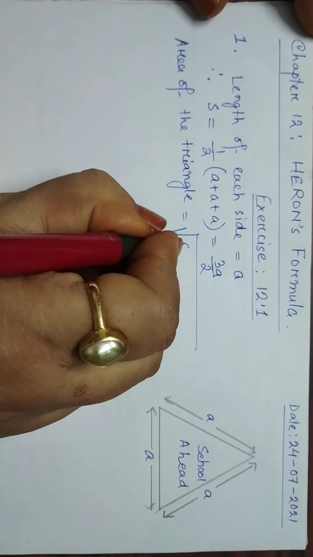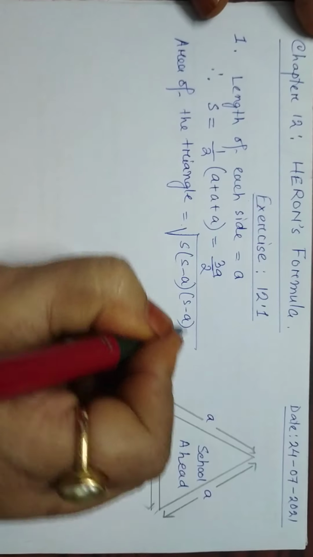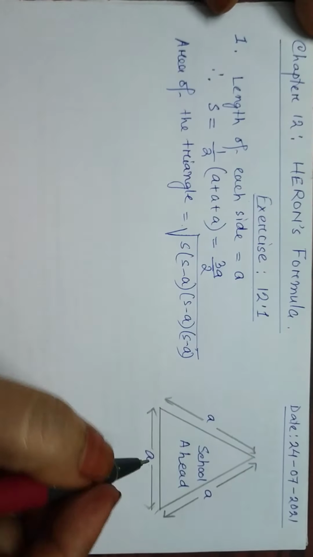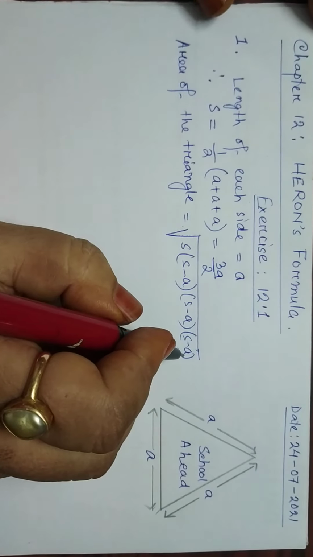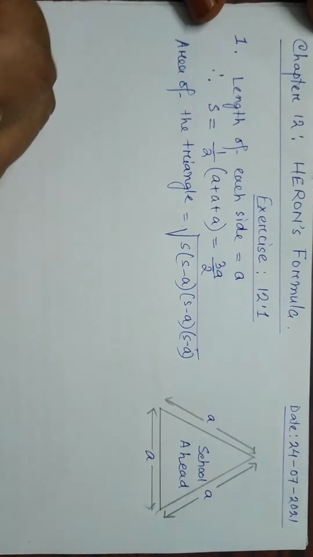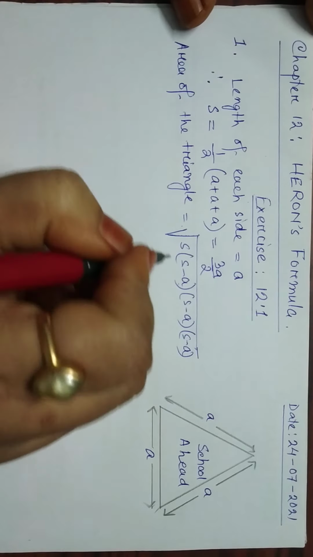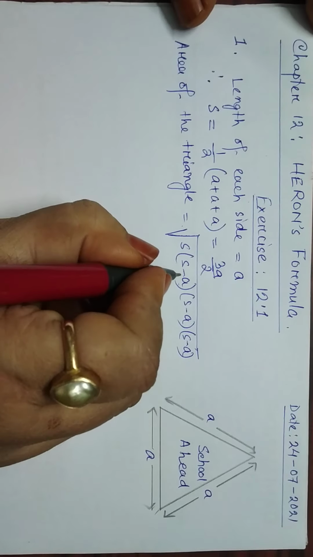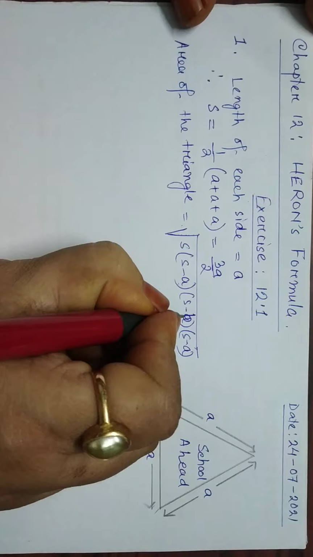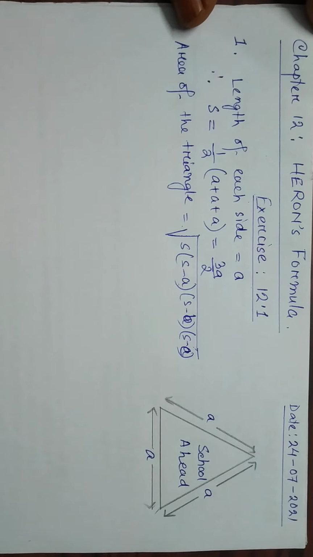Root over S into S minus A, S minus A and S minus A. Why do we write S minus A, S minus A, S minus A? Because here all sides are equal. That's why we write S minus A into S minus A into S minus A. But in the area of a general triangle, it would be S minus A, S minus B and S minus C.